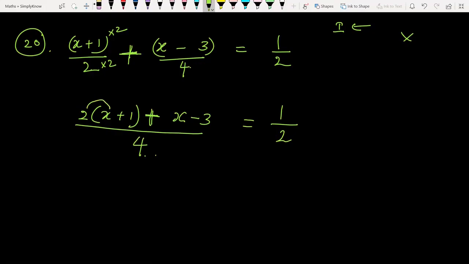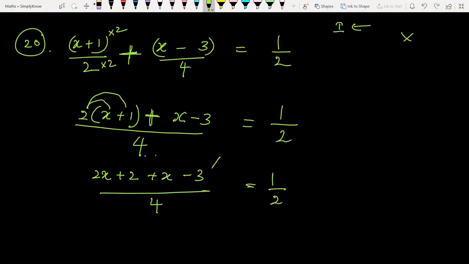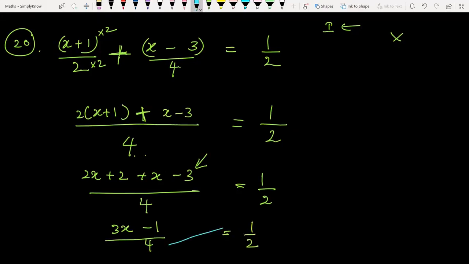Now let's remove this bracket. 2 times x is 2x. 2 times plus 1 is plus 2. Then plus x minus 3 over 4 equals half. Now we can simplify the like terms in our numerator space. 2x plus x is 3x. Plus 2 minus 3 is minus 1 over 4 equals half. Now we can use cross multiplication and simplify our answer.